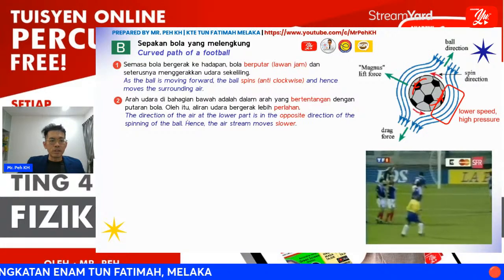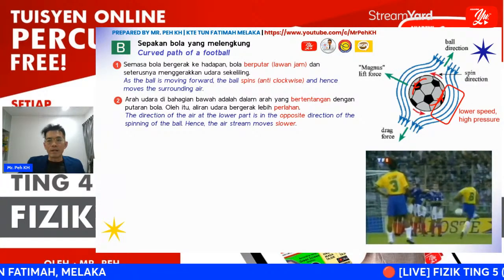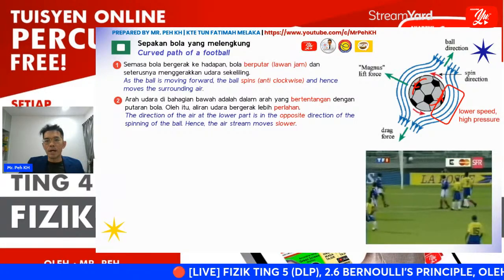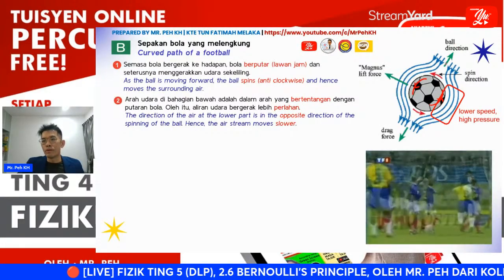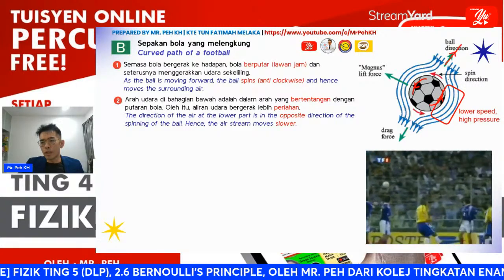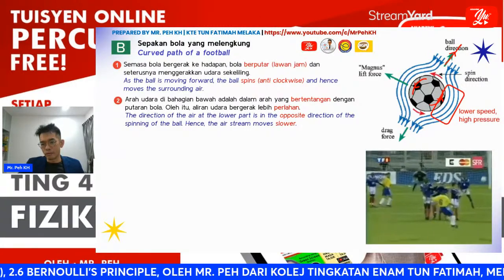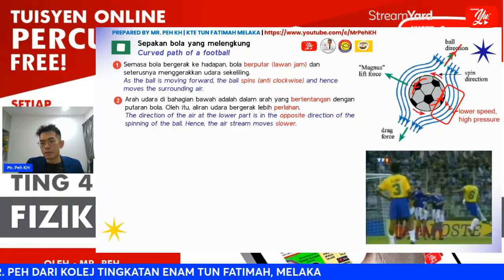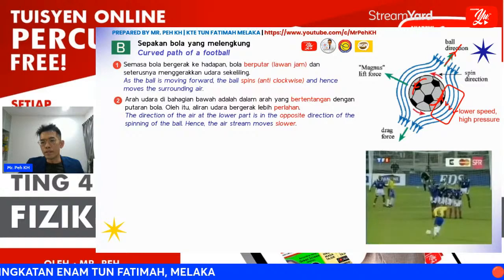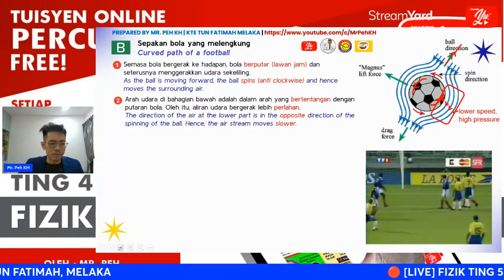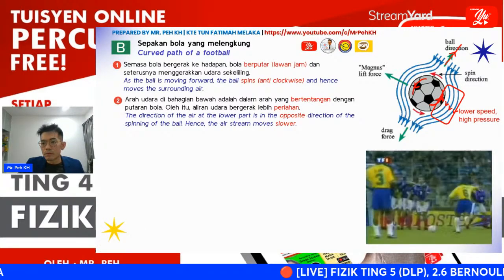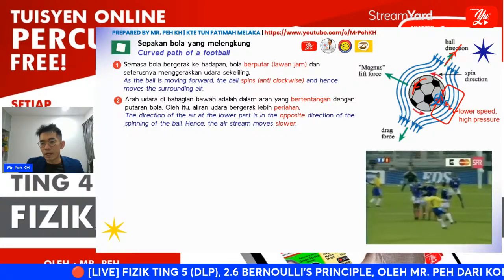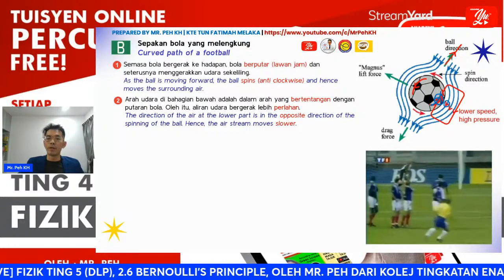Okay, so the direction of the air at the lower part. Okay, so here I already boxed with red color. So this will be considered as the lower part. You can see when the ball is moving forward, the blue color line here will be showing the airflow. So the airflow will be at this position, and then the ball is moving in this direction. Okay, I'm using a different color. So you can see the blue arrow and the air arrow here are showing opposite directions.